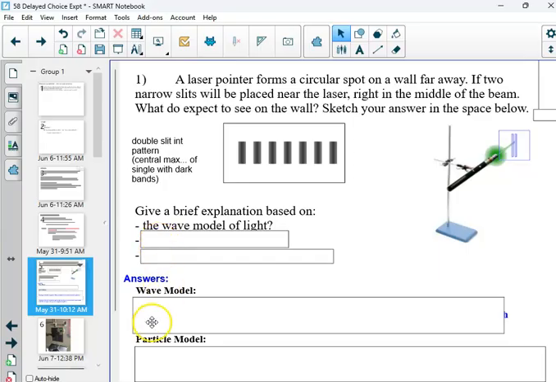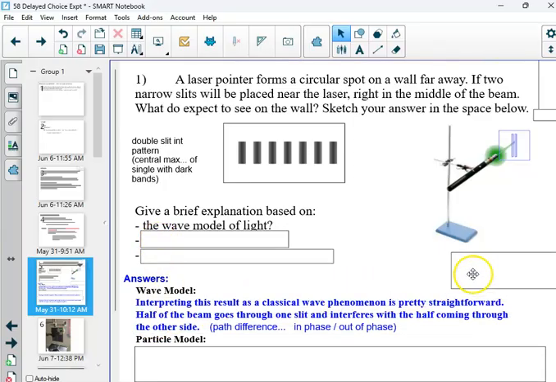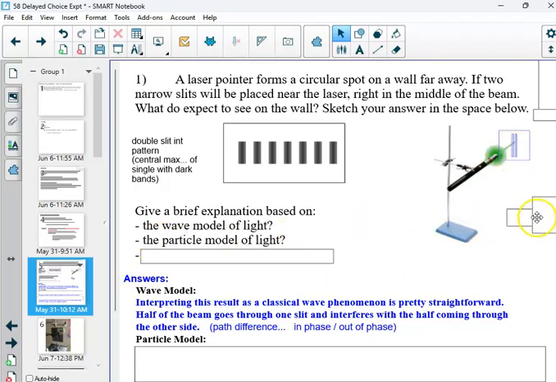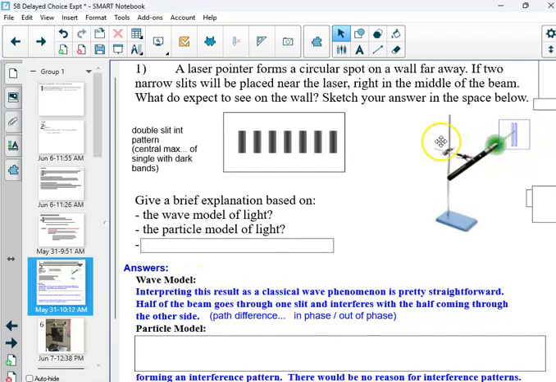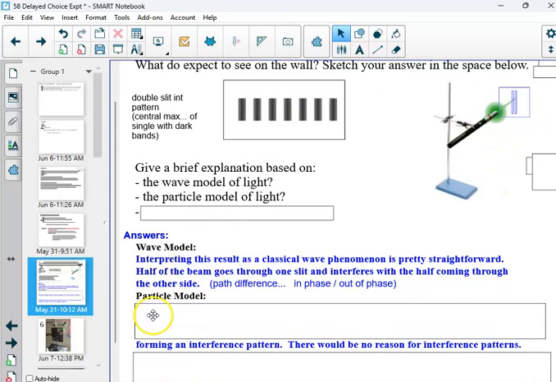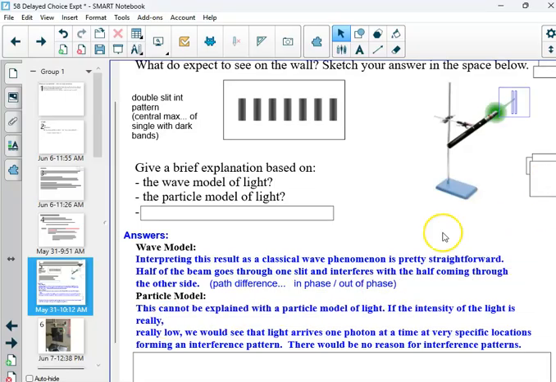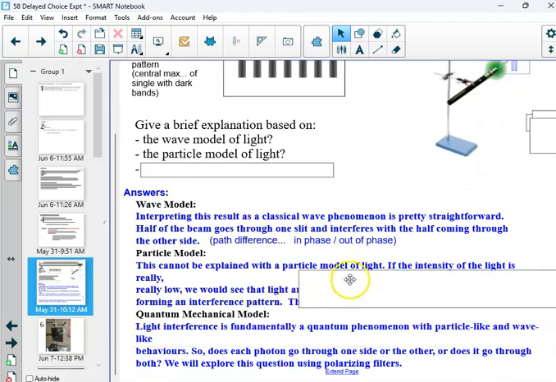So give an explanation based on the wave model: if it's a wave, then different path differences between the light coming from slit 1 and slit 2 can arrive in and out of phase and so on. We've done that. Particle model of light: how can you explain this interference pattern based on the particle model of light? Your basic answer is we can't. So that's pretty much it.